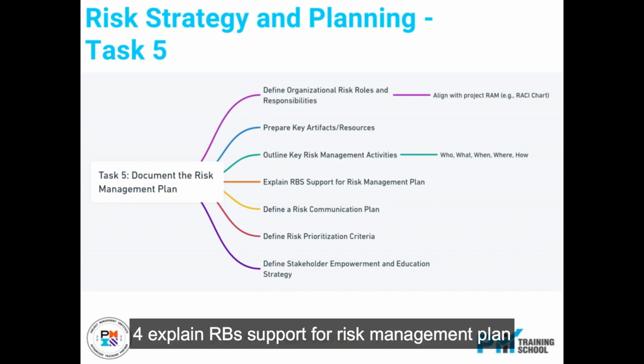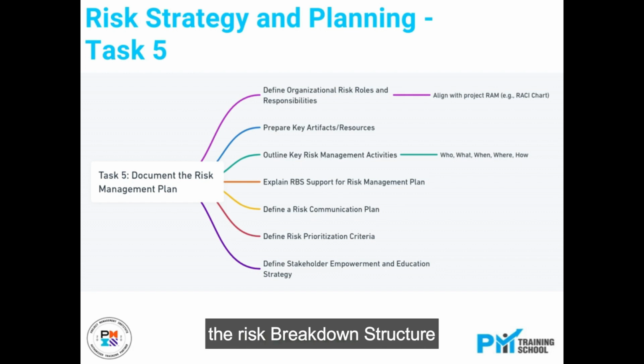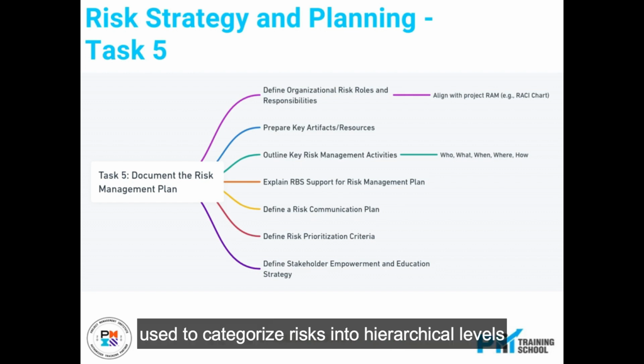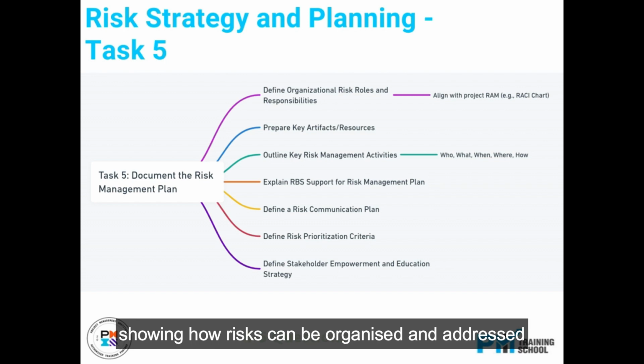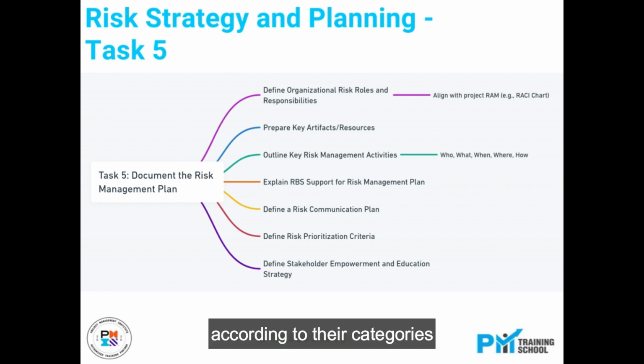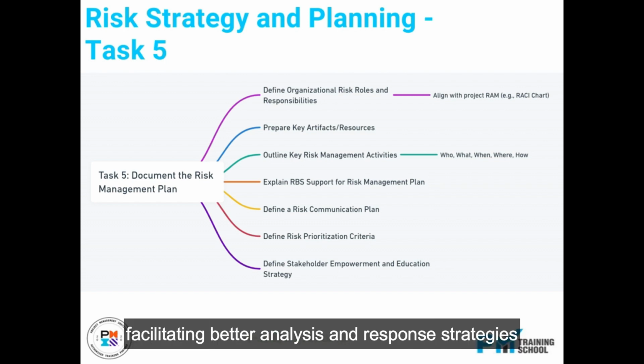4. Explain RBS support for the risk management plan. The risk breakdown structure, RBS, is a tool used to categorize risks into hierarchical levels. Explaining how the RBS supports the risk management plan involves showing how risks can be organized and addressed according to their categories, facilitating better analysis and response strategies.